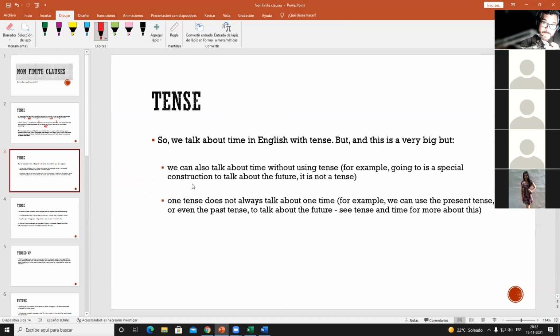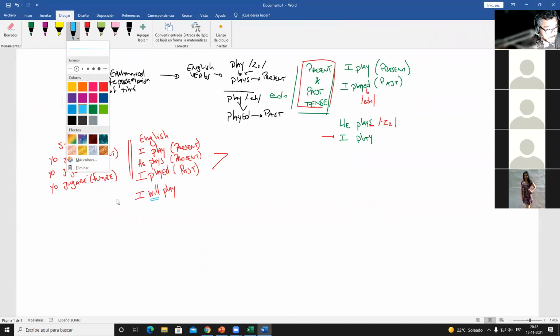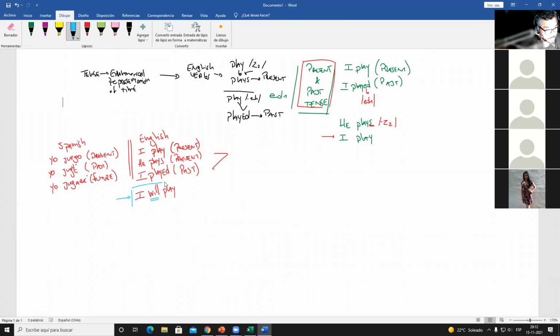And that's what we were saying, right? In this last example, as you can see, I will play. The verb play is not marked for tense, right? But how can I know this is a future tense? I know because of the presence of the auxiliary verb will, right?